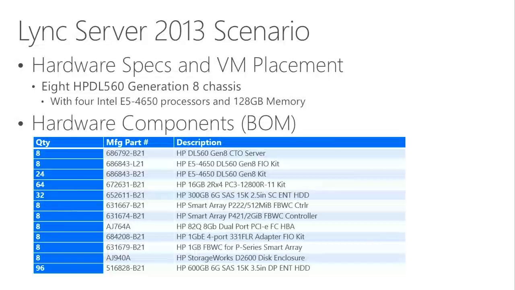We had 8 DL560s, which were the Gen 8 chassis. Within them, we had 4 Intel 4650 processors with 128 gig of RAM. There you can see the bill of materials for the hardware components. One significant part to note is the very bottom: the 96 HP 600 gigabyte 6G SAS drives, at 15,000 speed. What we didn't do was SSD. We purely took the mechanical drives first.